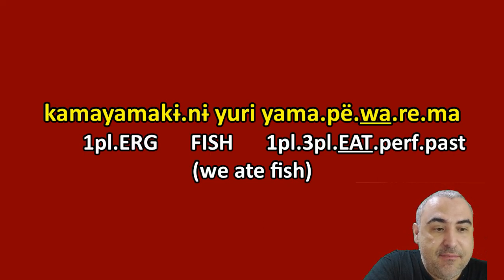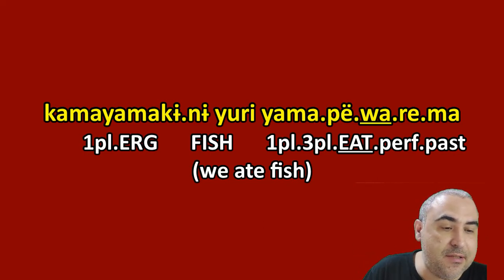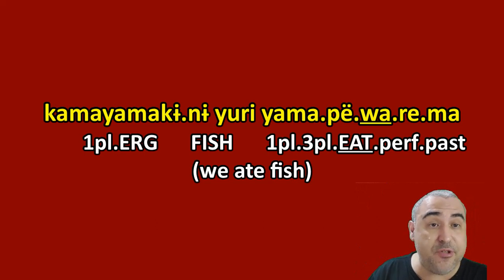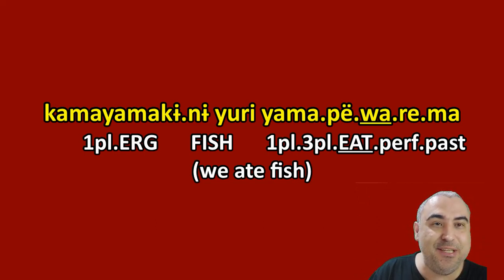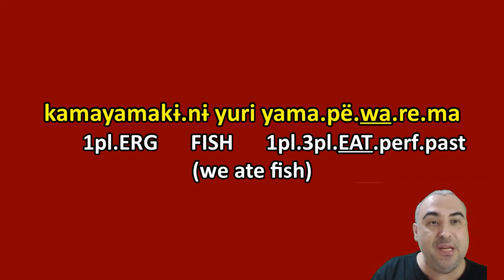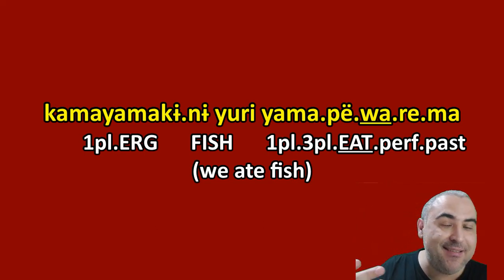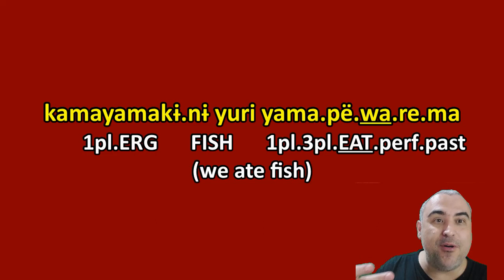Yuri is fish. The word yuri itself is not marked for object or subject in this case because it's an object. If it were a subject, if the fish ate something, it would be yuri ne. So yama is a prefix put in the verb to indicate that the subject of the verb is we and the object is them.